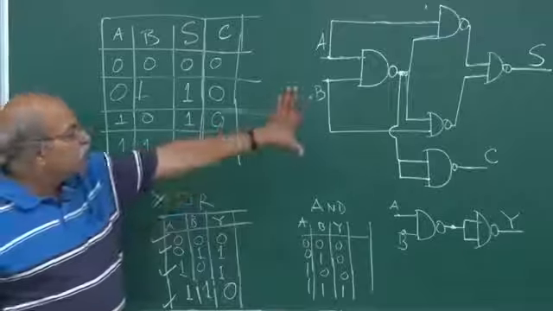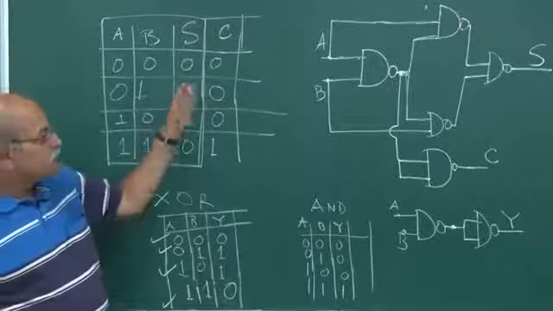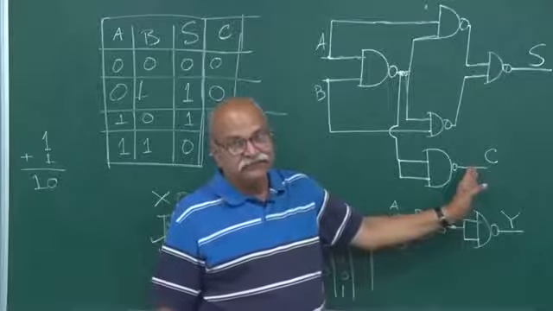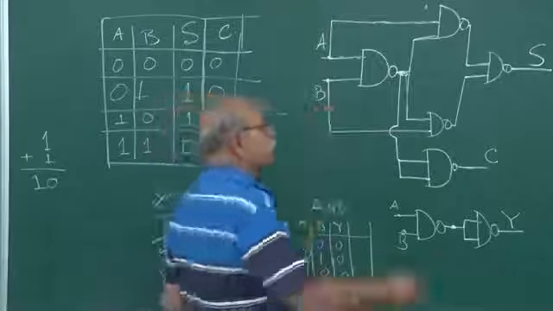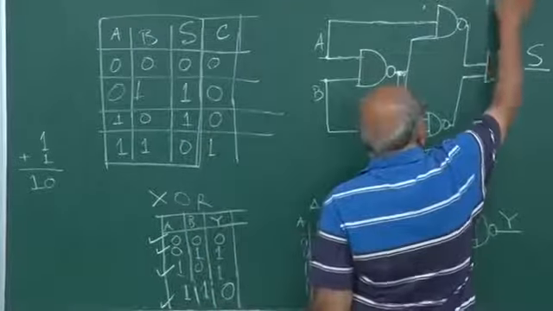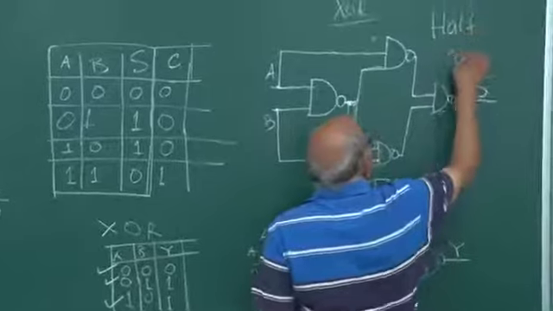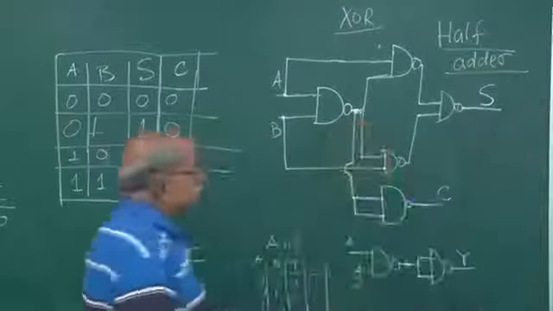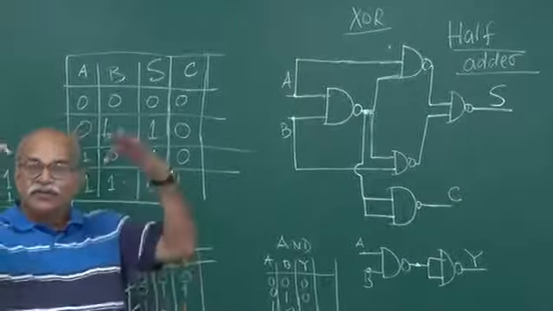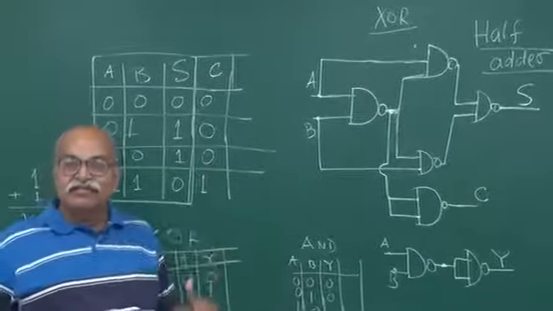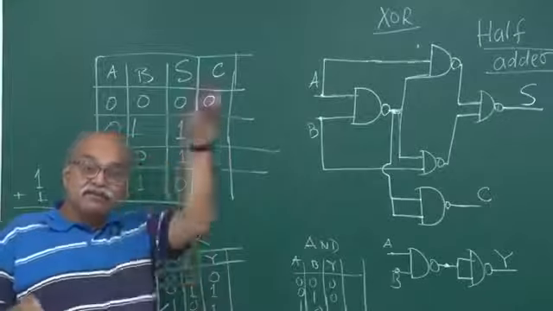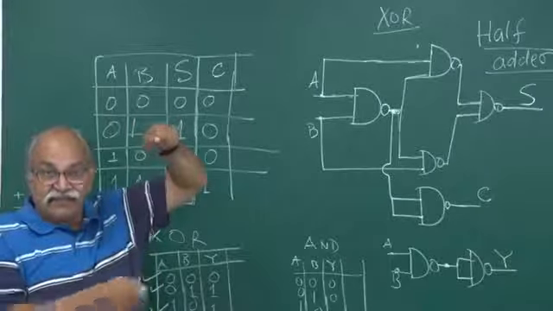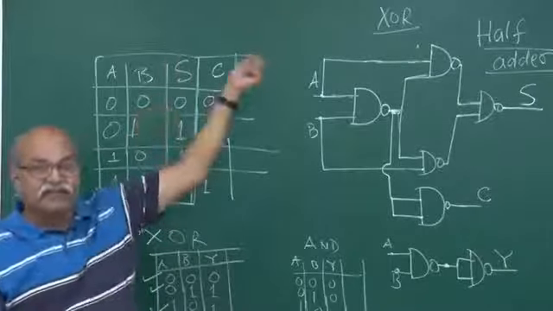So, this circuit will give me both S and C. From here I can get S, from here I can get C. Now, this circuit is known as half adder circuit. Why is it a half adder circuit? Because when you actually add two numbers and the carry goes to the digit on the left, you have three numbers to add and then get another sum and another carry, right.